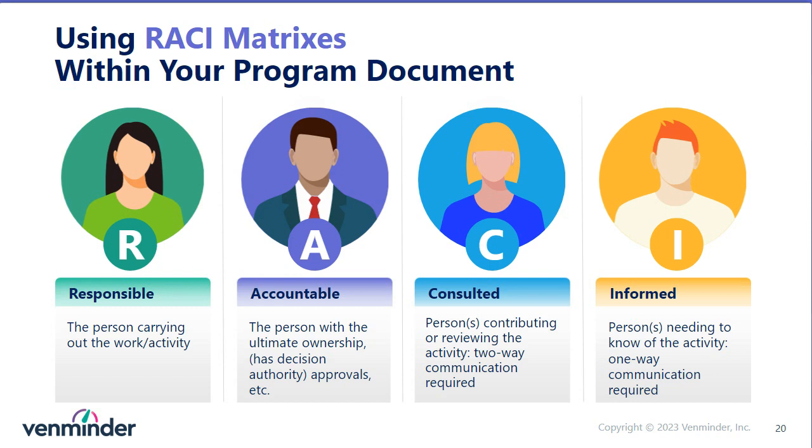Then we have accountable. This is the person with the ultimate ownership. They have decision and authority, and they make all the approvals, but they are also the ones who are going to get dinged if the person who's responsible does not do a good job. We have consulted, and these are people contributing or reviewing the activity, and this requires two-way communication, right? So we're asking them for something, and they have to give us something back. And then we have the informed role, which is people who need to know of the activity, but we only have to tell them about it. We're not asking them for any input, so they're just being informed.